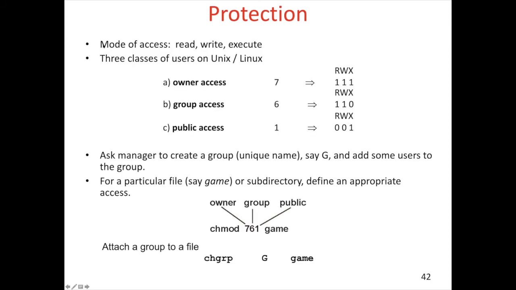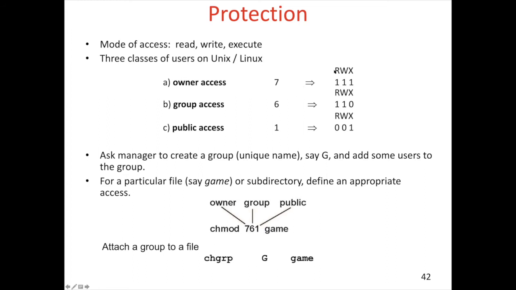In Unix, the mode of access may be read, write, or execute. As mentioned previously, there are three classes of users on Unix and Linux, which are owner, group, and public. And the access mode for each one can be set separately.